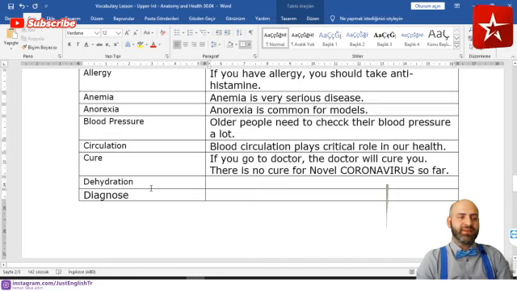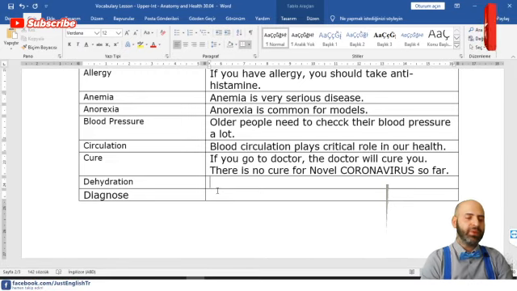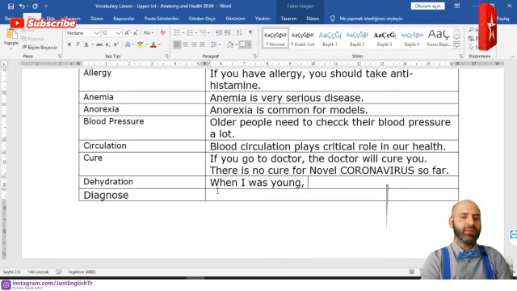The next word is dehydration. Dehydration is when your body does not have enough water. You know that hydrogen is the water. De means not having enough. And dehydration is not having enough water in our body. I remember when I was young, I had dehydration problems.